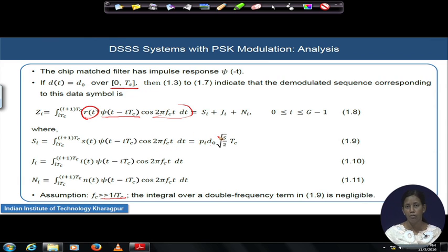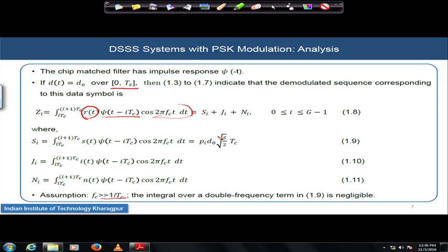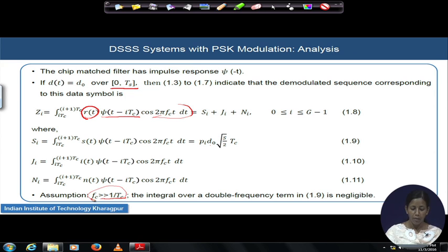By trigonometric identity, it boils down to 1 plus cos 2 theta. And that cos 2 theta term we are neglecting because of this logic, and hence you will be ending up only with the integration from iTc to (i plus 1)Tc of dt, which will bring you down to the value of Tc. Finally, with all this logic, we will be ending up with Pi D0 square root of S by 2 into Tc in the intended signal component.